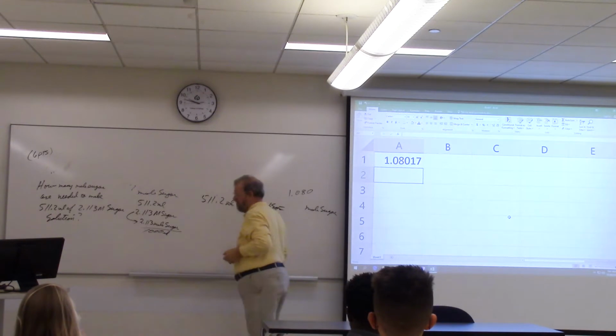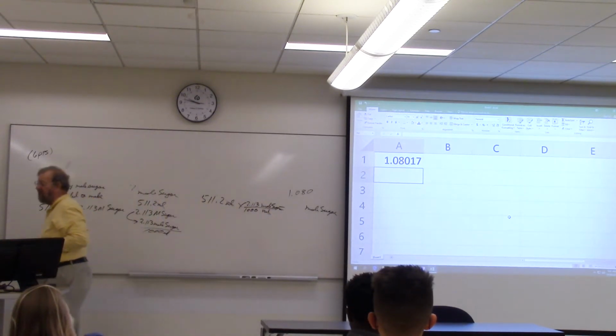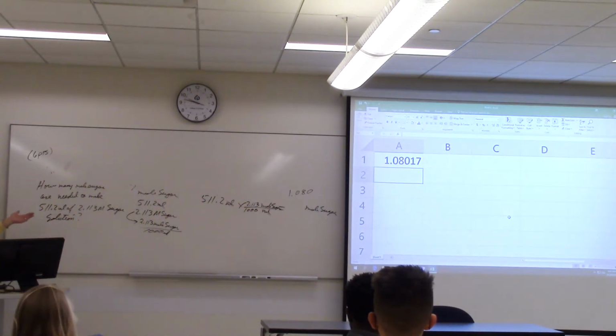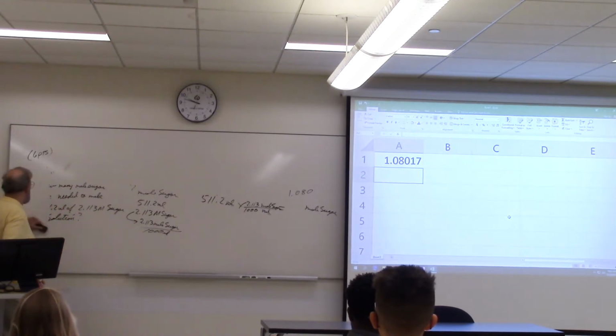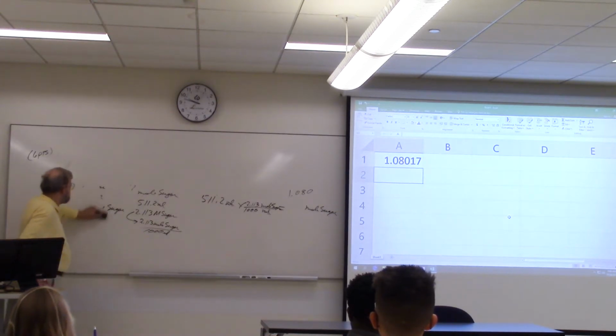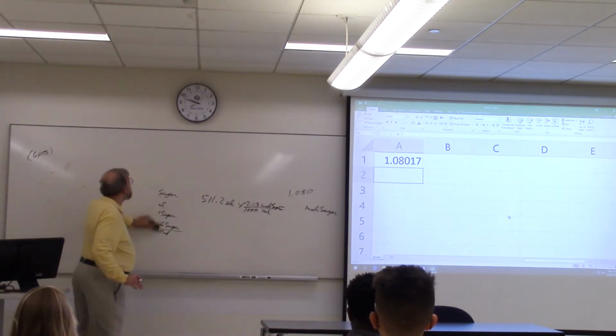So the answer here would be 1.080 moles of sugar. And that's how many moles of sugar I would have to mix with that amount of water to make that molarity solution. But in real life, I've never seen a balance that measures out moles. What do balances measure out? Weight, grams. So let's look at the real life question.